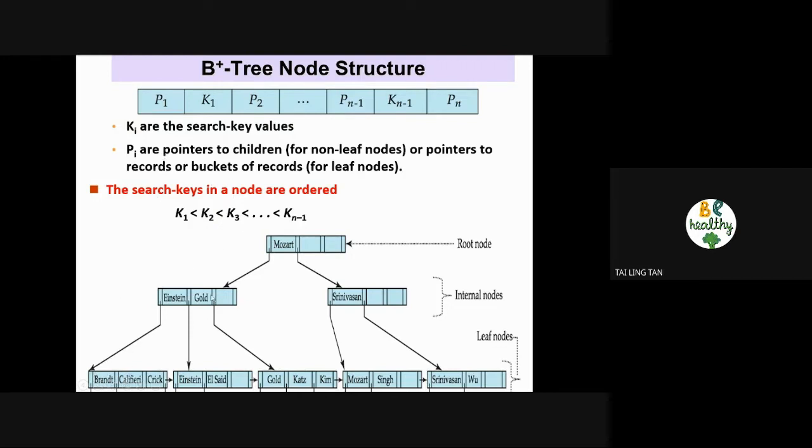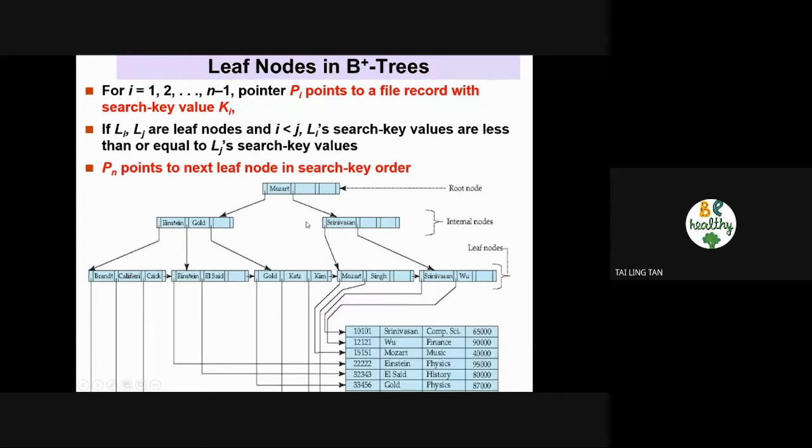So for a non-leaf node, the search key is in order. So the numbers here, B, C, E, G, are actually in order. So if you go through this order, it tells how many numbers there are. Okay. So for i equal to 1 until n minus 1, the pointer is put to point to the actual space. L is the leaf node, and for i less than j, the search key value is less than or equal to Lj's search key. So this part is pointing to the leaf.